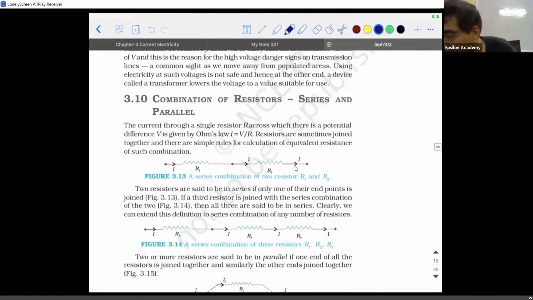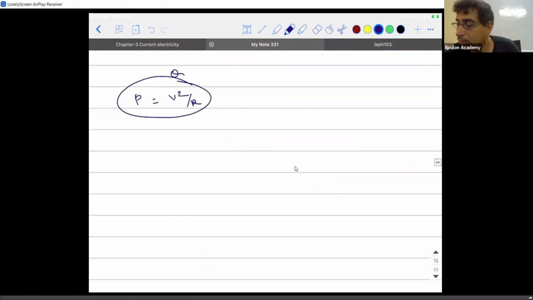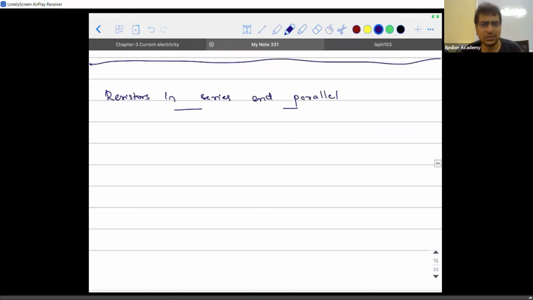Okay. Now, I'm going to discuss the concept which you guys already know. That is resistors in series and parallel. It's a known concept, right? So first we'll start with series. So when can you say the resistors are connected in series?